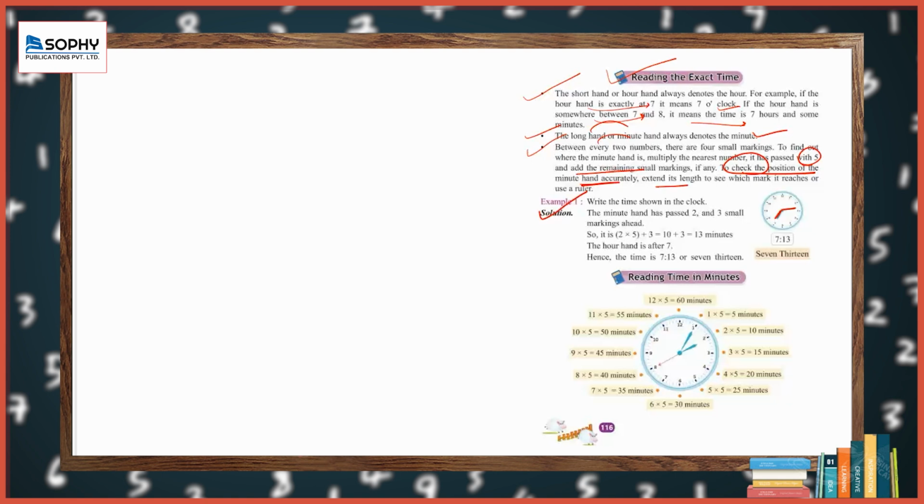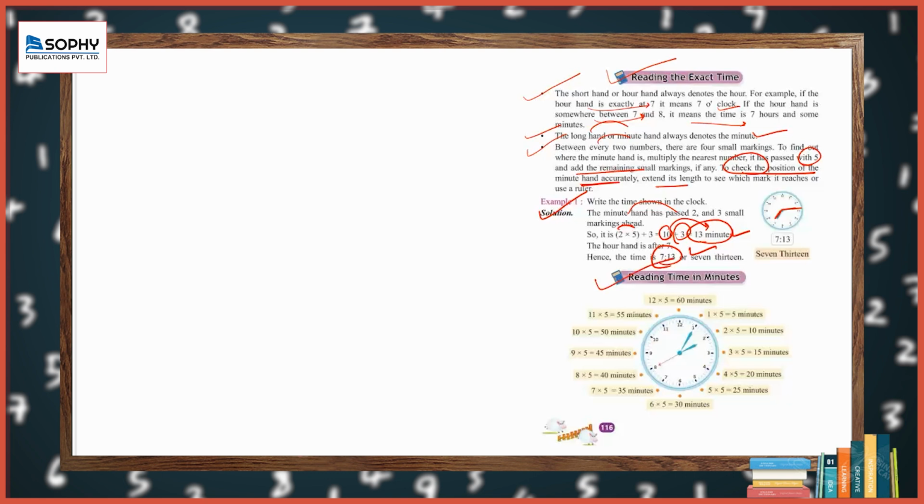Now let's look at example 1 to understand it better. We have to write the time shown in the clock. Now we know that the minute hand has passed 2 and 3 small markings ahead. That means 2 times 5, that is 10, and the markings are 3. So 10 plus 3 is 13 minutes. So the time is 7:13.